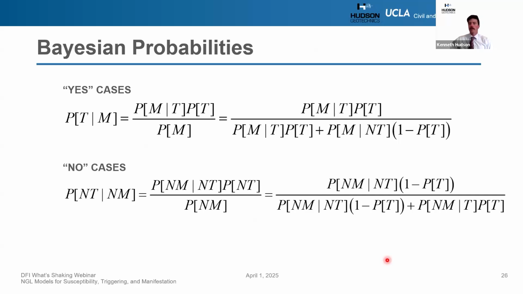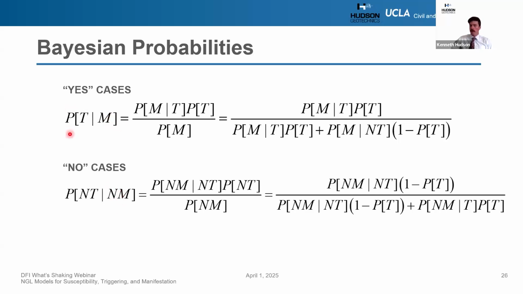And we can set up a series of conditional probabilities to give us a prediction at every site of what the probability of triggering is within each layer. So the way this works and is set up is we can predict the probability that any layer is going to trigger given our observation of manifestation or our observation of no manifestation.